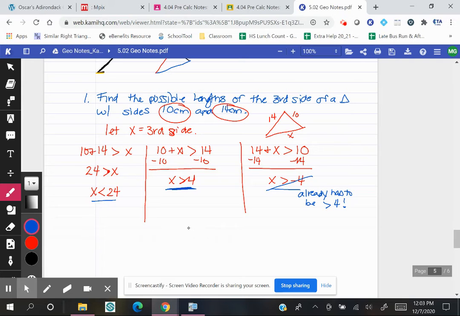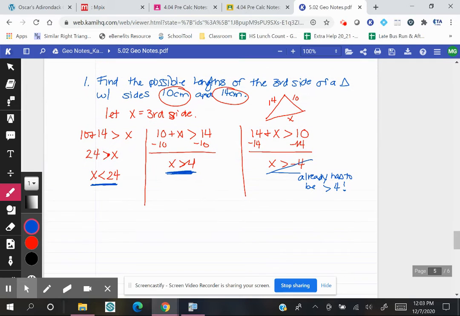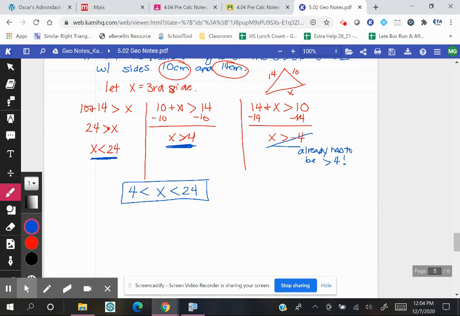So if I have a number that's less than 24 and greater than 4, that means it should work. Both of these inequalities must stay true. So x has to be greater than 4, and it has to be less than 24. If you choose any side between those, not including 4, it has to be bigger than 4. So 4.5 would work, but 4 would not work. 4 would actually be like if you had two pieces.